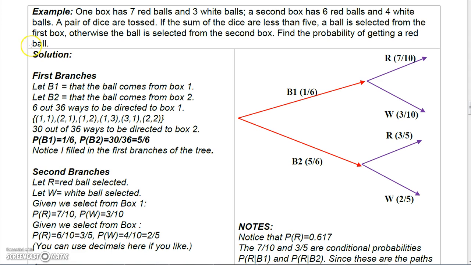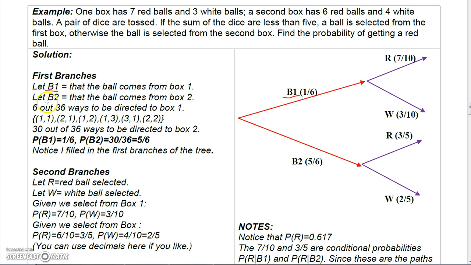So we want the probability of red. So let's look at our branches. Alright, so B1 tells us the ball we're going to select from box 1. And less than 5 would be if the sum of the dice is less than 5. Well, if you think about it, there's 6 ways we can be less than 5. You can roll a 1-1, a 2-1, a 1-2, a 1-3, a 3-1, or a 2-2. So there's 1, 2, 3, 4, 5, 6 ways to get a sum less than 5. So the probability that we select from box 1 is 1/6.